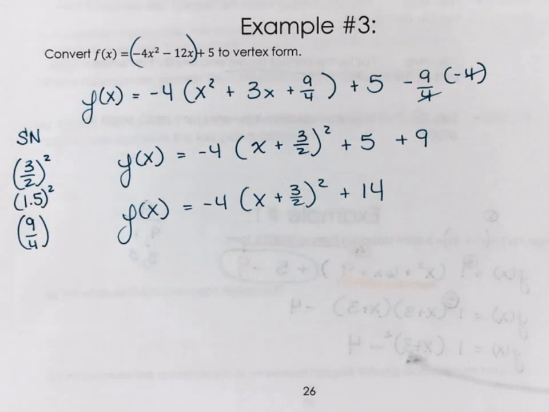Can I cancel out if I'm adding 5 plus 36 over 4? Can I cancel out 36 and 4?